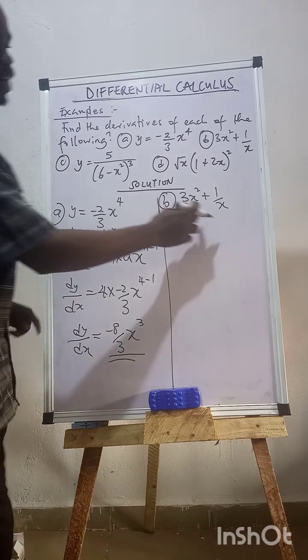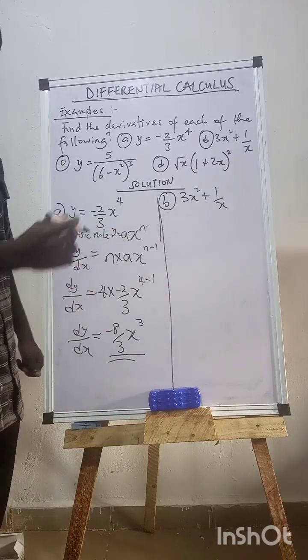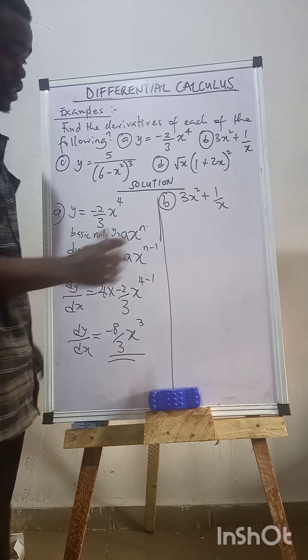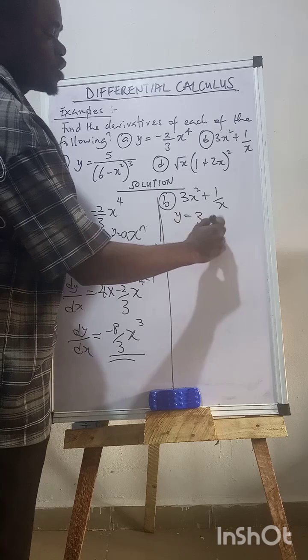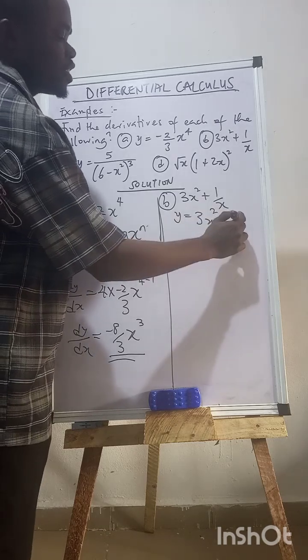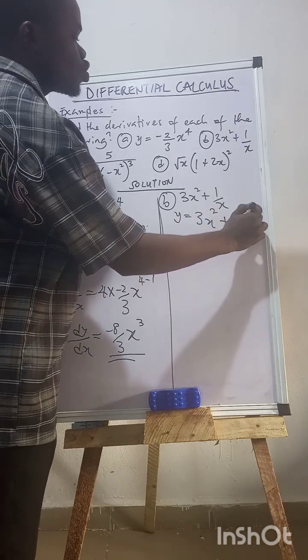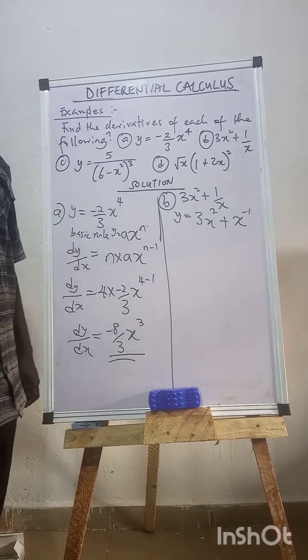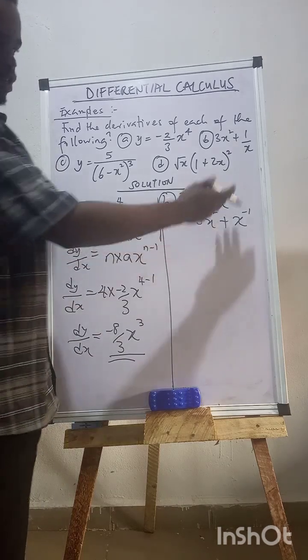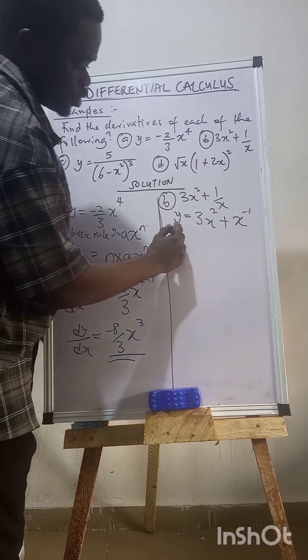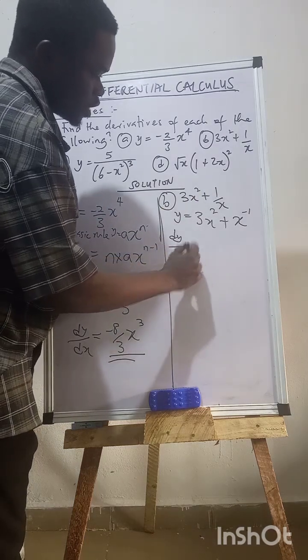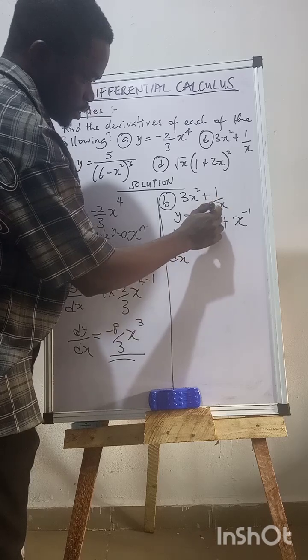So naturally, we can rewrite this 1 over x to make it in a way that can be easily understood. So we say, naturally it's y always. 3x squared plus 1 over x is the same thing as x raised to power minus 1. Same thing as 1 all over x. Is that okay? 1 over x is the same thing as x raised to power minus 1.